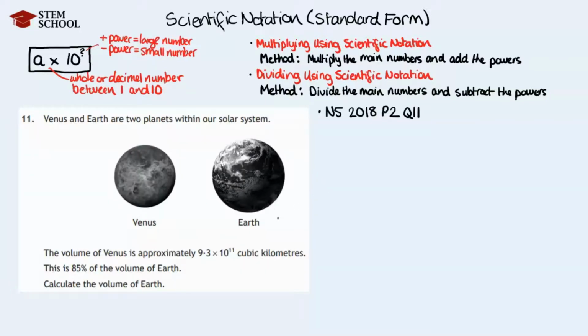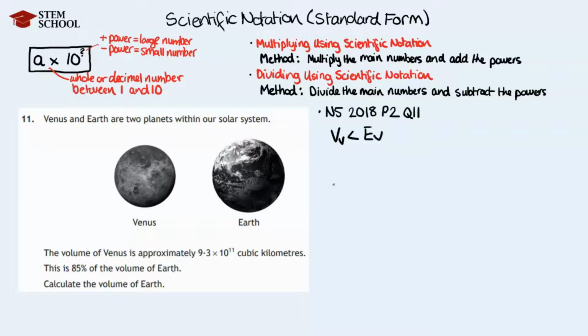Let's move on to the next question, and the next question is stating that the volume of Venus is approximately 9.3 times 10 to the power 11 cubic kilometres, and this is 85% of the volume of Earth, and we're tasked with calculating the volume of Earth. So we can say that the volume of Venus is much less than the volume of Earth.